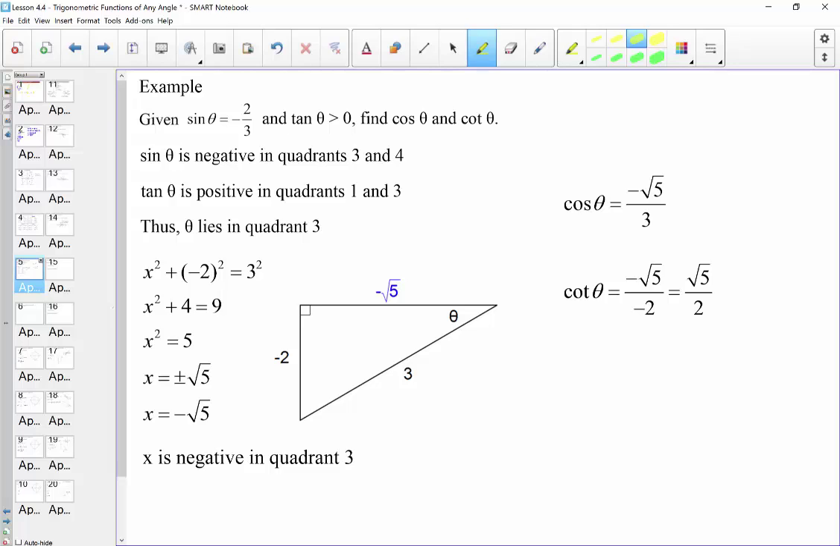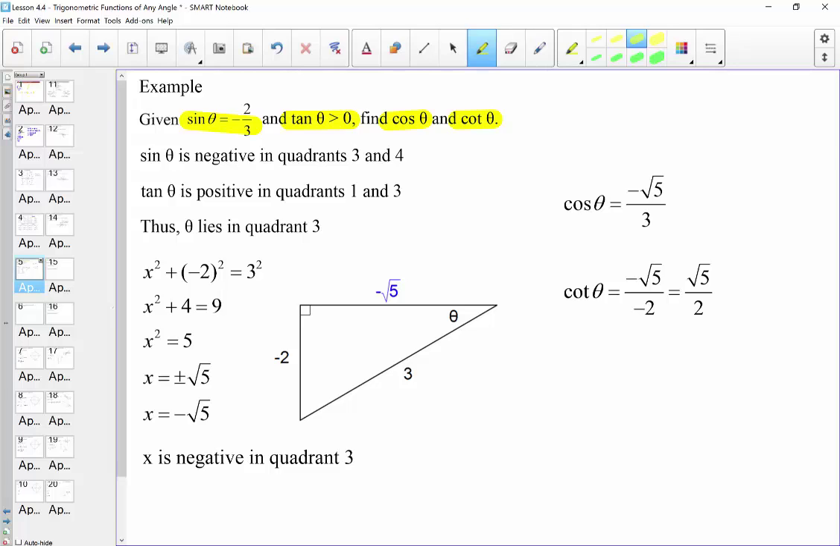In this example, we're told that the sine of theta equals -2/3 and that the tangent of theta is greater than 0. In other words, the tangent of theta is positive. Then we're asked to find the cosine of theta and the cotangent of theta.